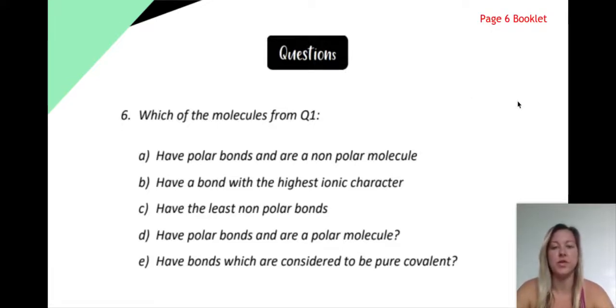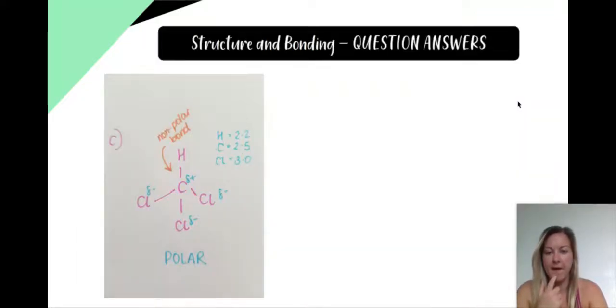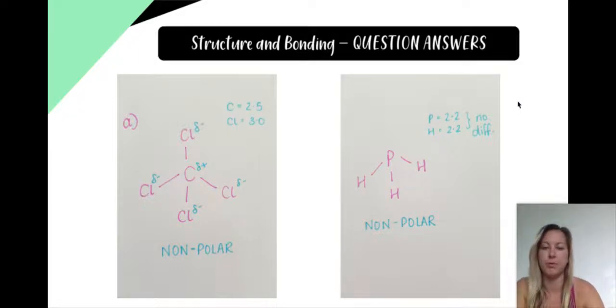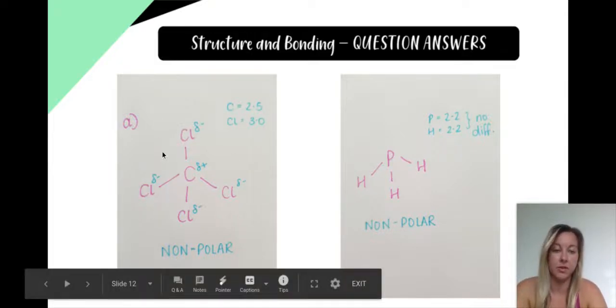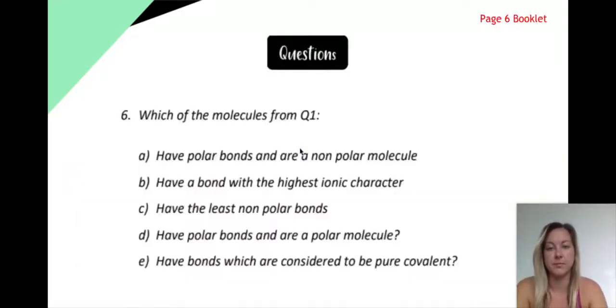Question 6. Which of the molecules from question 1 have polar bonds and are a non-polar molecule? So, if we go back to the very start, we are looking for something that has polar bonds and is a non-polar molecule. The only one here, I think, is A for this, because A is the only one which is symmetrical and has the polar bonds in it. So for 6, polar bonds in a non-polar molecule is A.